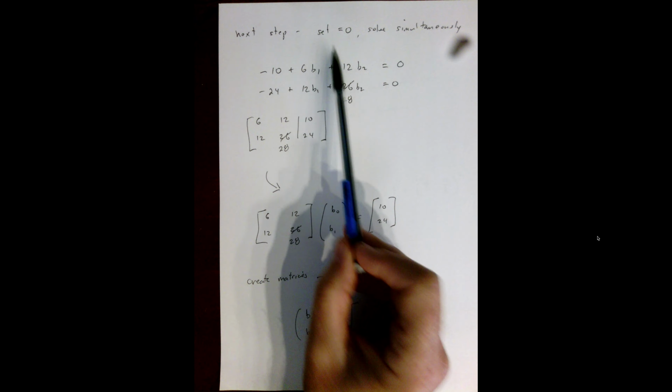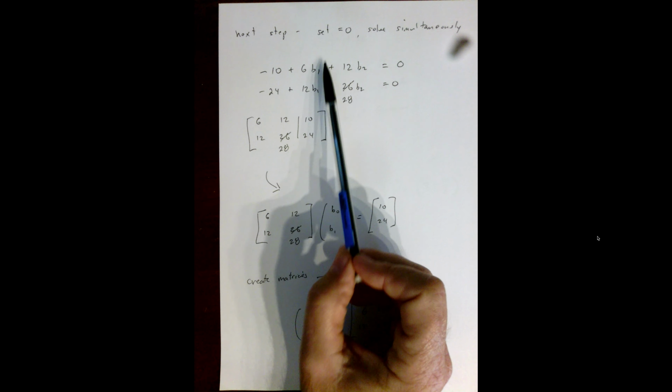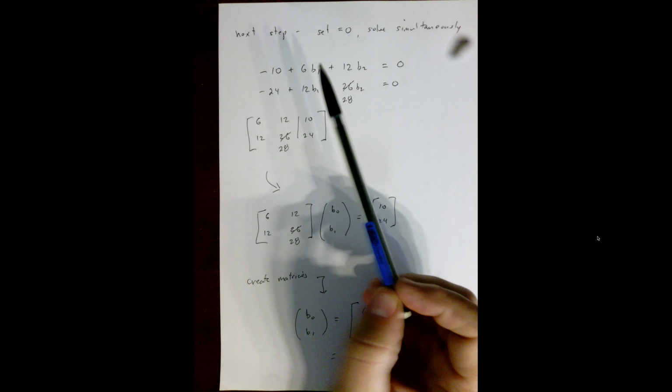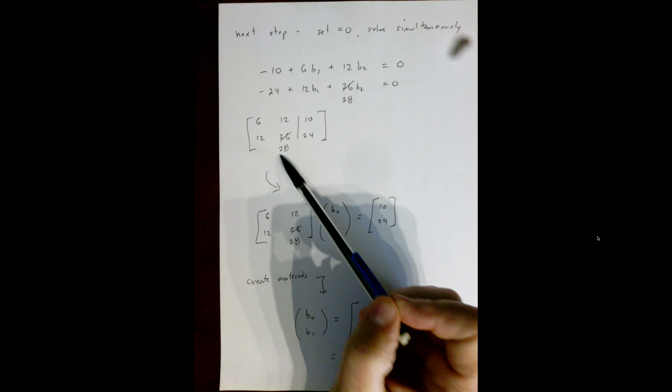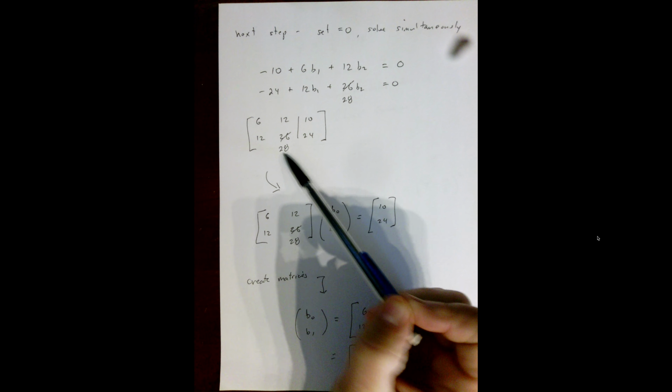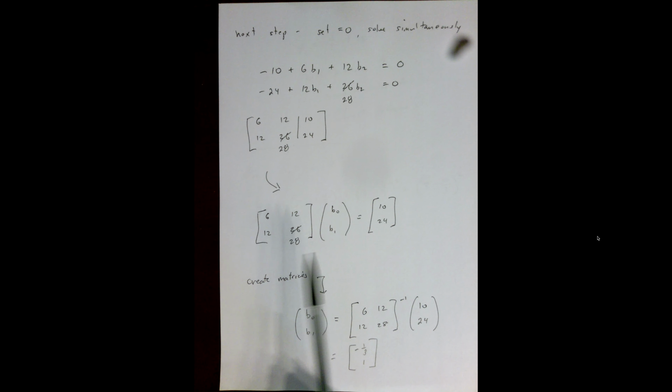Now the next step is, once we have the partials, we're going to set each one of those equal to 0. So we're going to solve simultaneously. And again, put in the correct value. It's strange how that works better that way. And so this is the equivalent matrix form. We create the matrices, and you can see that we get the solution negative 1/3, 1. So that's our solution for B0, B1. B0 is negative 1/3, B1 is positive 1.